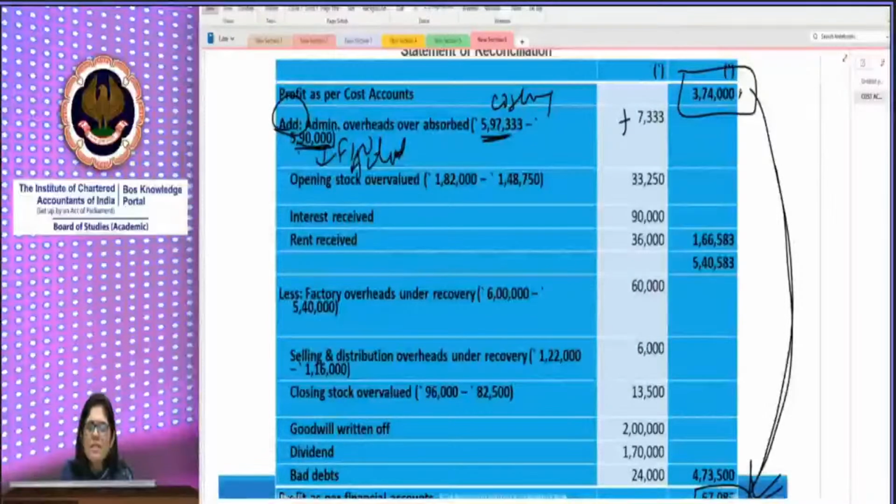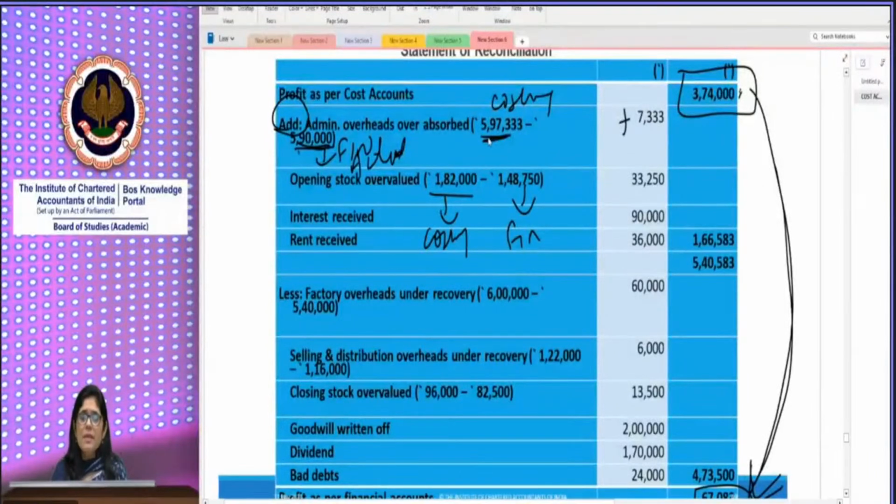Clear? Opening stock overvalued. Opening stock was 182,000 in costing, and in financial, it was 148. Opening stock, you have overcharged. That means opening stock is on the debit side. You have overcharged opening stock in costing. The costing profit has reduced to this extent. It's overcharged, overvalued, so add it back to the profit. You have overvalued opening stock in your costing record.